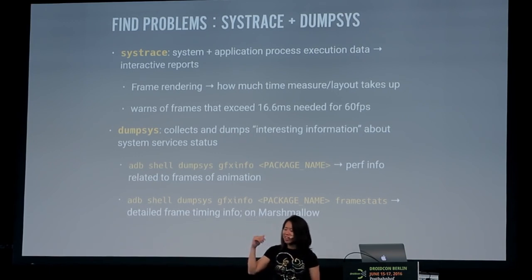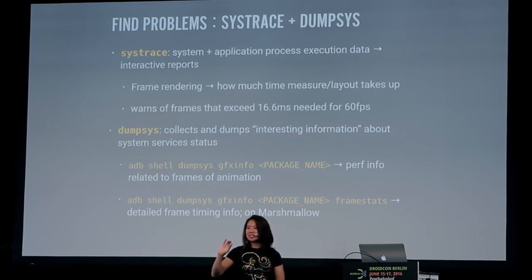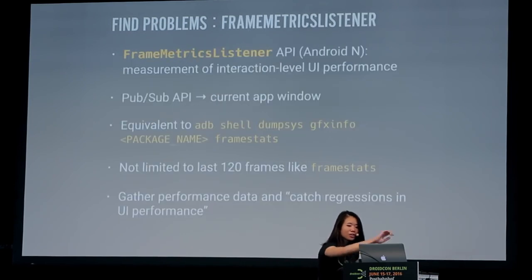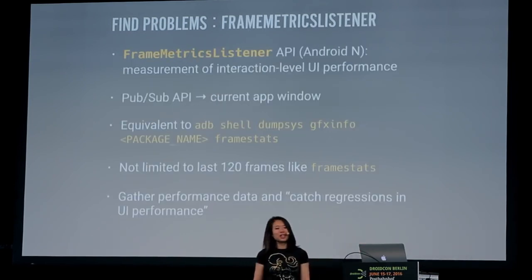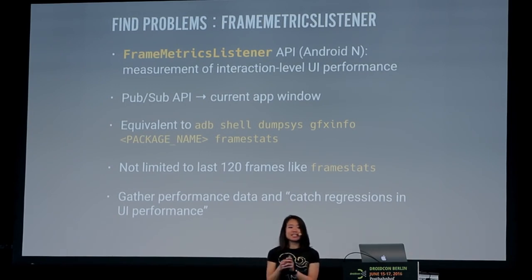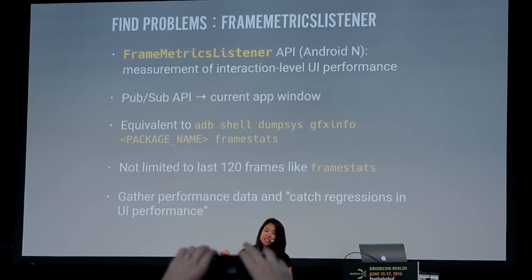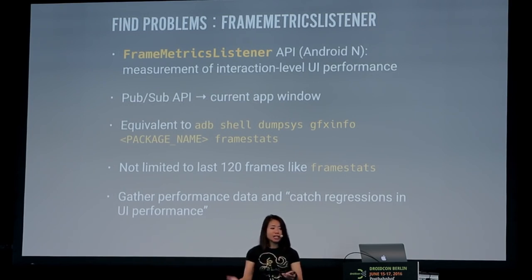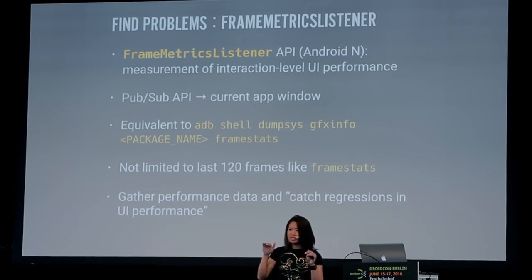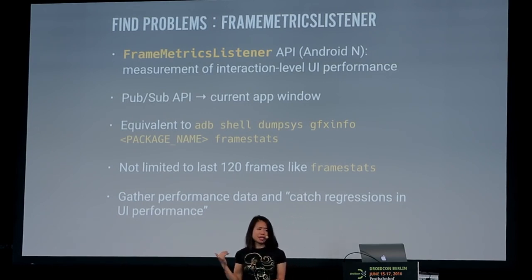So if you really want to measure and analyze things very specifically and numerically, you can use these tools. Or you can use Frame Metrics Listener whenever we get to Android N. It's a brand new API, and it basically is the ADB gfxinfo framestats, where it gives you very specific timing information on each frame, so that you can actually measure the performance at an interaction level in your UI. And the great thing is it's actually a pub/sub API, so it sends the information directly to your app window. So you don't have to do it externally in ADB.